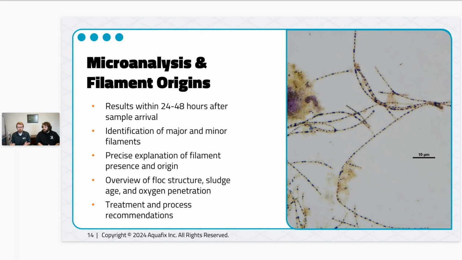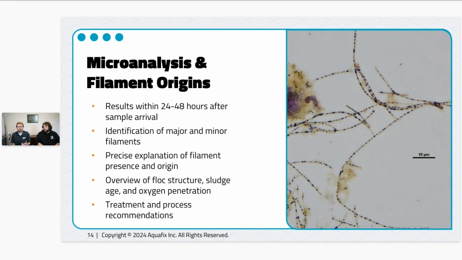So once we get the sample, results are typically in 2 to 3 days. 24 hours would be ideal to get you quick results, and we'll identify all the major and minor filaments. So anything we're seeing that could be problematic in the system, or that they're just present, as they are in some systems, we'll explain where they might have come from, and why you might have them from certain conditions. We'll go through and take photos and show you what we're seeing for floc structure, estimate sludge age, and then at the end have treatment and process recommendations.